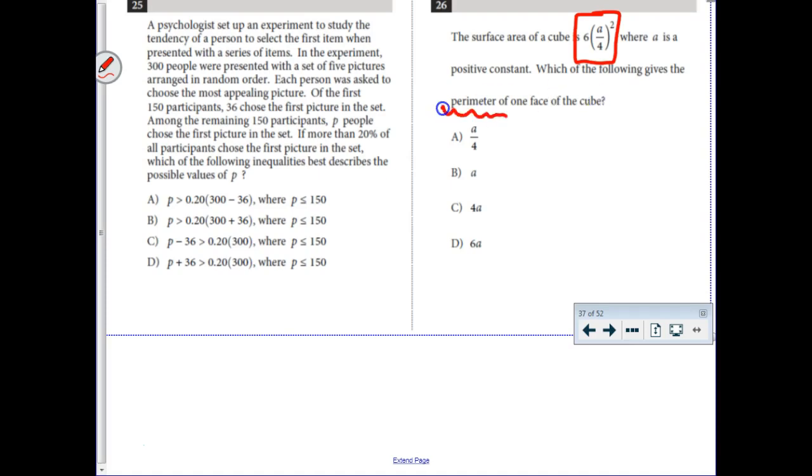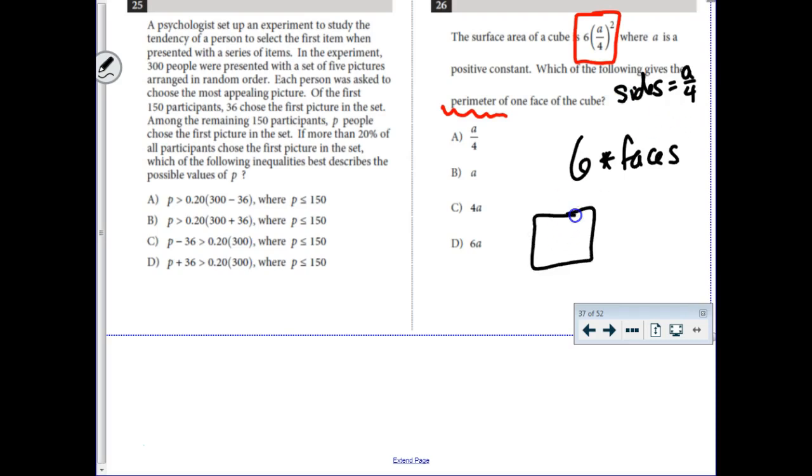So be careful. They're asking for something kind of weird here at the end of the question. I'm not going to bother trying to draw you a cube, but the idea is a cube would have a square base, and then it has six sides, right? So surface area would be like six times each of the faces. And if it's a cube, they're indicating that it's a square. So right here, the area of the square would be sides squared. So apparently the sides of our square are represented as a over 4.